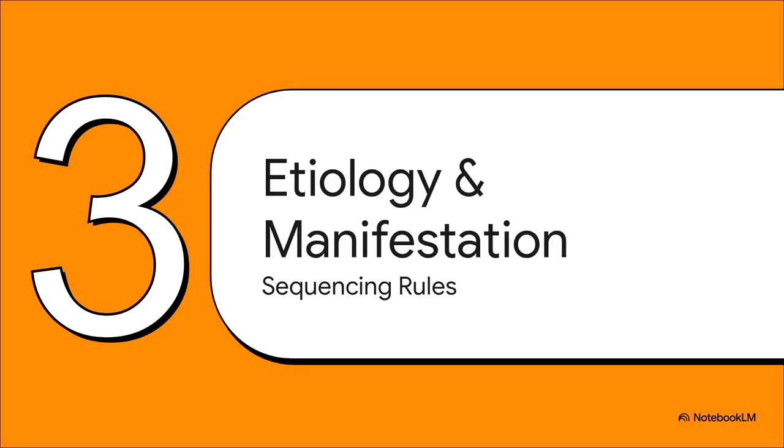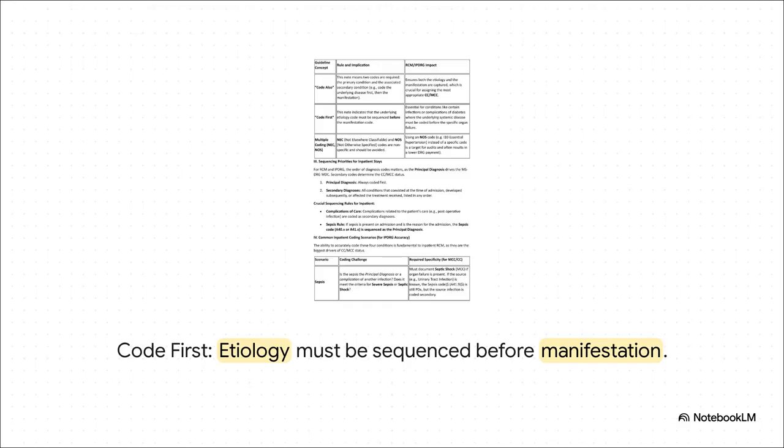All right, let's get into Section 3. Etiology and manifestation rules. In the medical world, the etiology is the underlying cause, and the manifestation is the resulting condition. And let me tell you, this relationship dictates a massive portion of your inpatient sequencing rules.